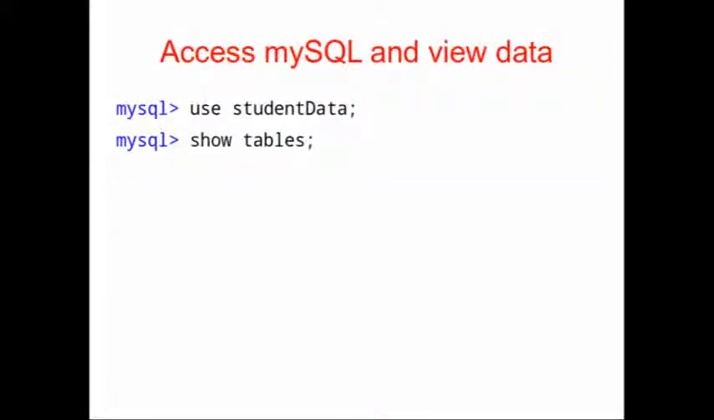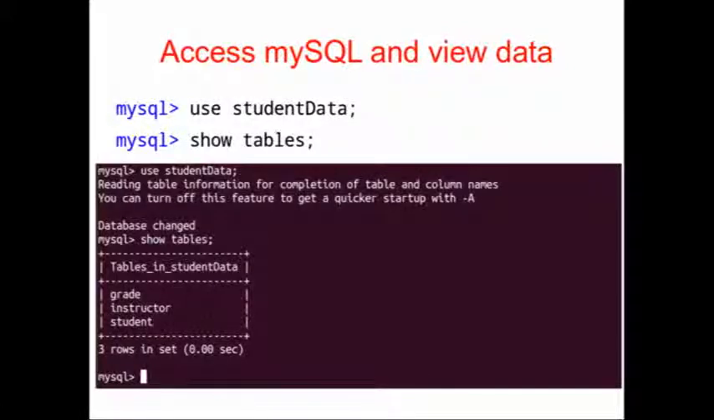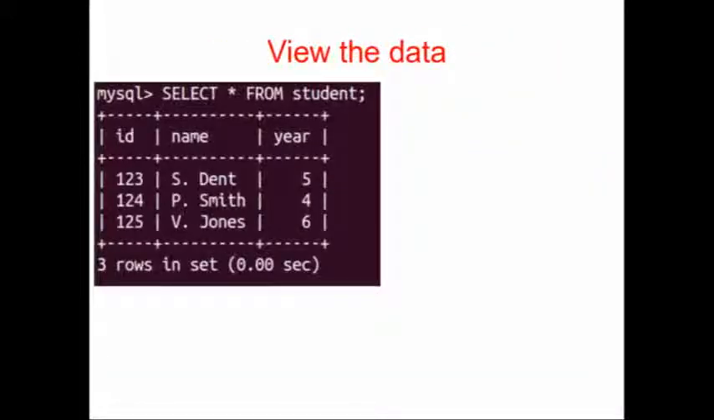The first two commands we're going to use are use studentdata, that's our database we've just loaded, and show tables. Show tables tells us the tables that we have with students. And there are three tables with the student data: grade, instructor, and student. The data is shown on these next set of slides, and if you don't want to download the MySQL file, you can create these tables yourself. They're very simple. The largest table has 6 rows, the smallest table has 3 rows.